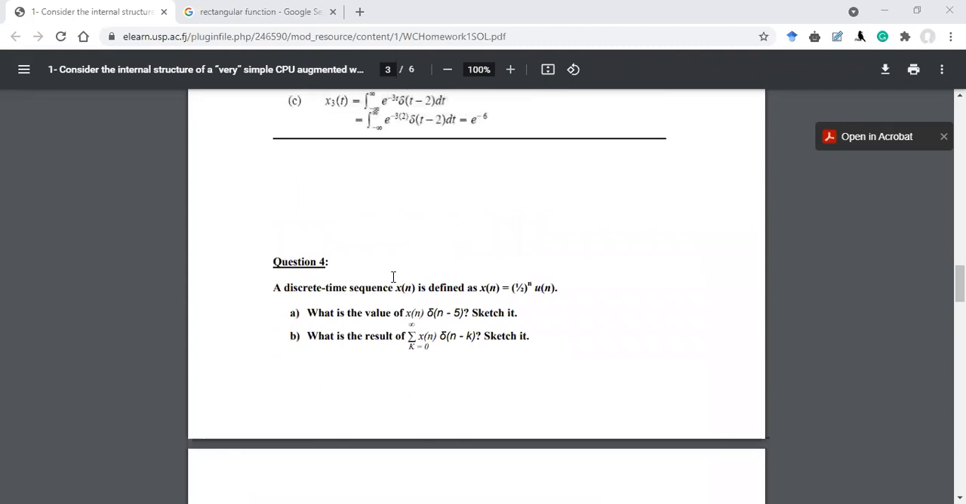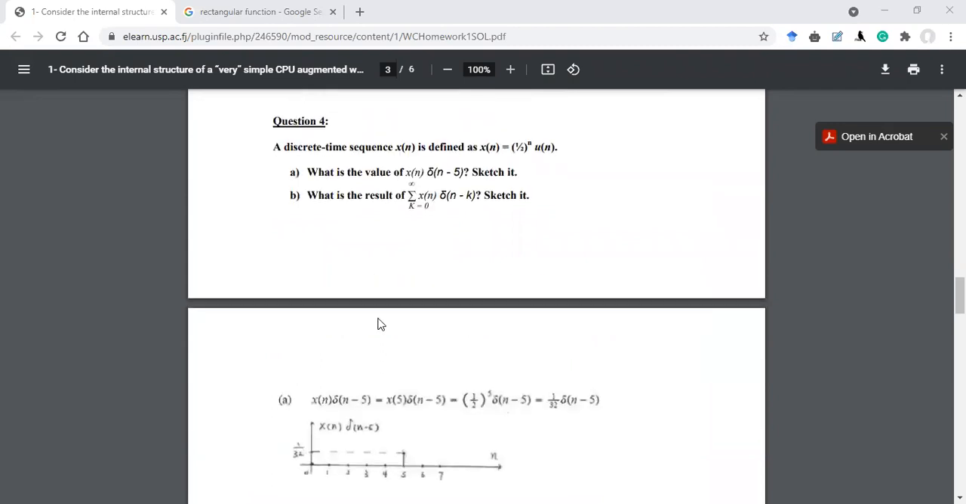Right. Let's move on to question number 4. A discrete time sequence x of n is defined as x of n is equal to half to the power of n times u of n. What is the value of x of n multiplied by delta of n minus 5? So again, we can either evaluate and see what the value of this is, or we can graph it.